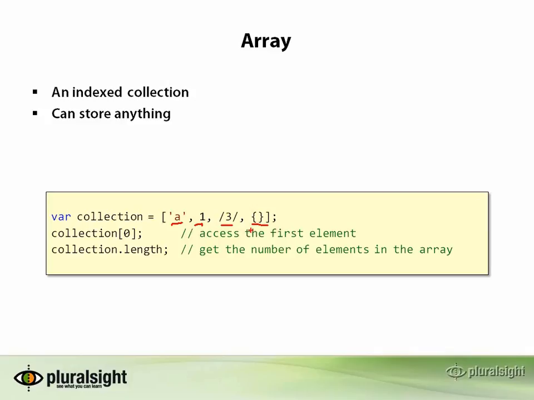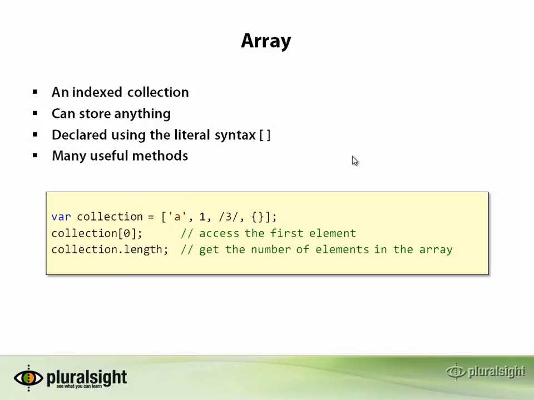When I say that arrays are an indexed collection, it means that we can use this square bracket notation to access array elements by their position in the array, beginning at 0 for the first element. Arrays also have a length property which tells you how many items are currently in the array. As I mentioned, the array literal syntax is the square brackets with the items in between. And there's quite a lot of very handy methods on the array object that we will take a look at in this example.